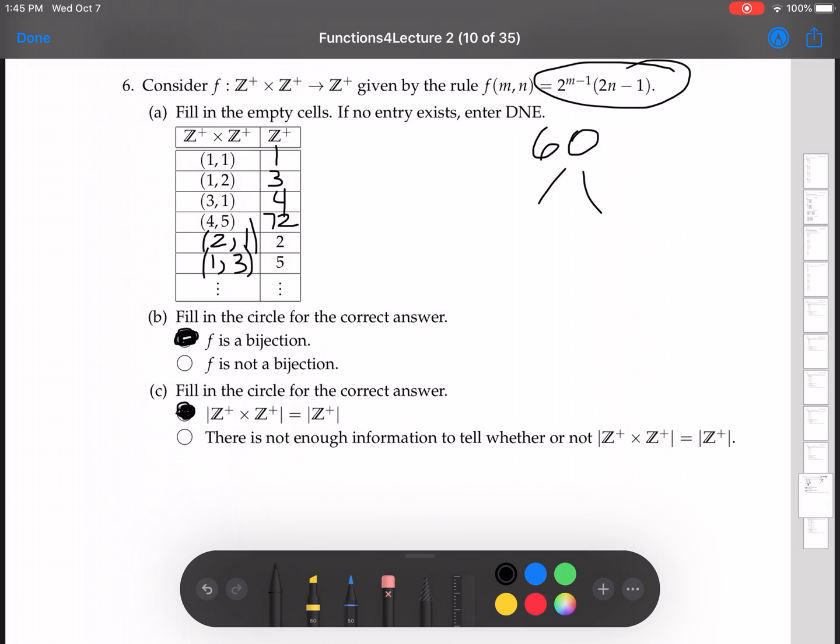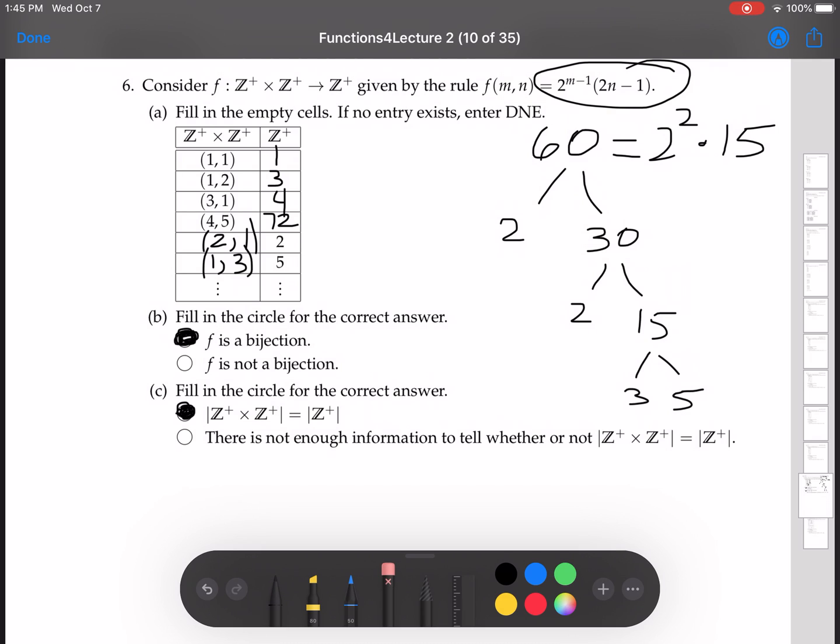Look at prime factorizations. We got 2 and 30, 2 and 15, 3 and 5. Okay, so 60 is 2 squared times 15. Or you could think of that as 3 times 5. That's perfectly fine.